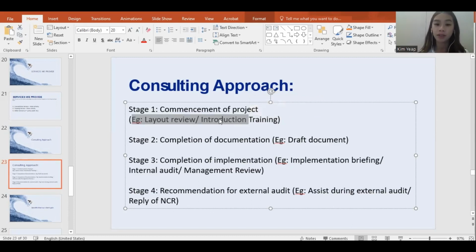But these are not just the only activities we do. All right, but okay, now let's go back to stage one. Usually when we want to start a project with a consultation, we will help them with a training first.